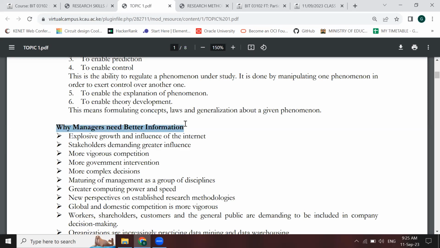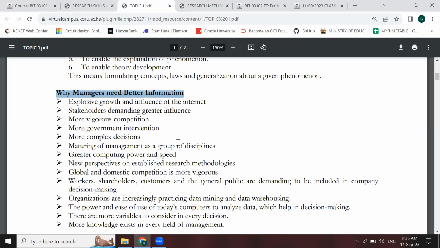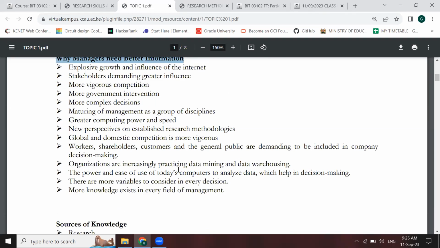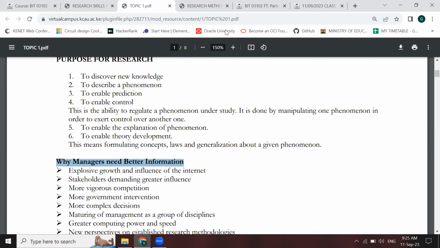So why do managers need better information? That one you can read. I've said that I won't have to repeat everything. If there's any challenge, unmute yourself and talk, or you just type there. Don't remain silent if there's any problem.